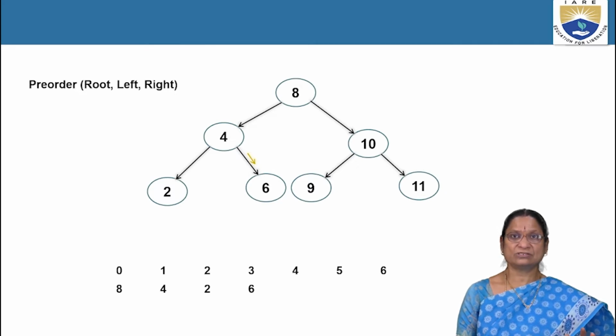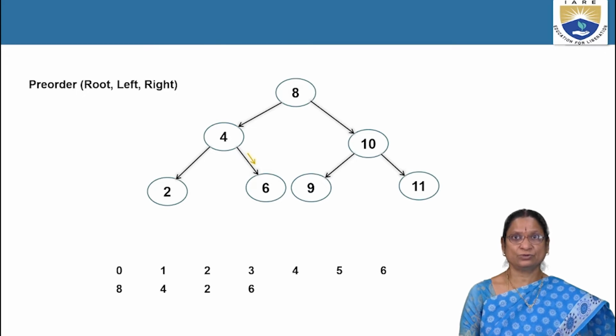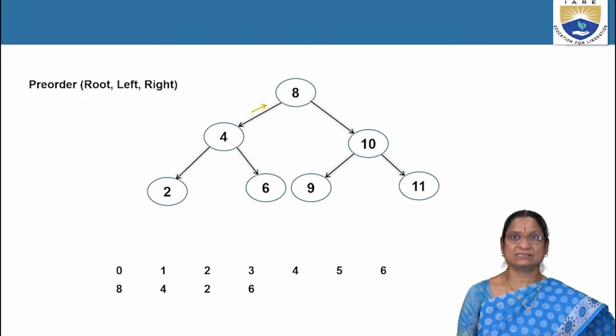For the right subtree also, there is no further left or right. Left subtree is not there, so the root is processed first. No left, no right. So it will move to its parent again. So 8 is already processed. We will move to the right subtree.